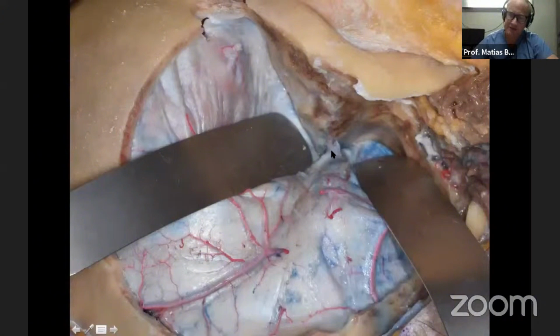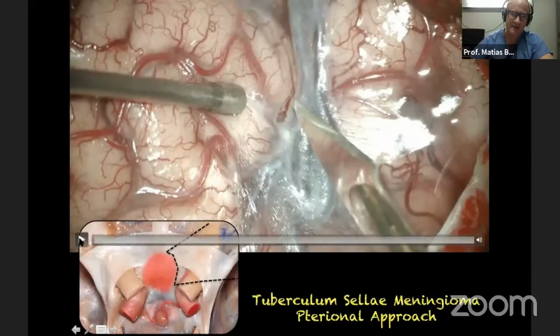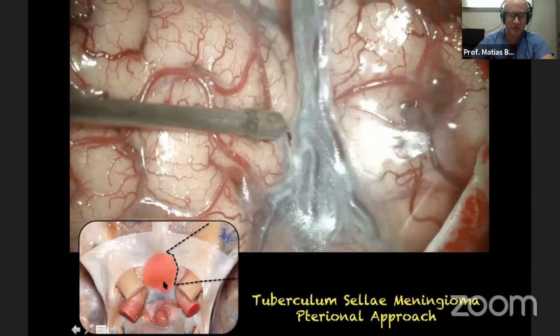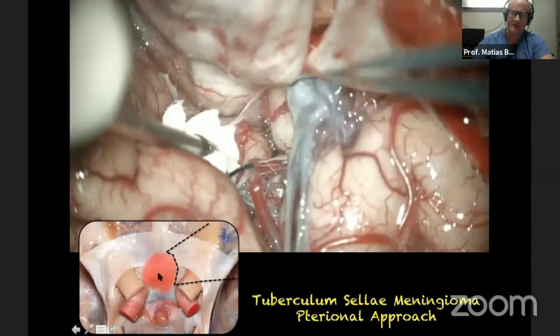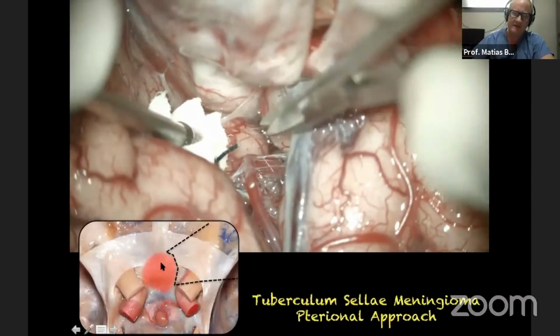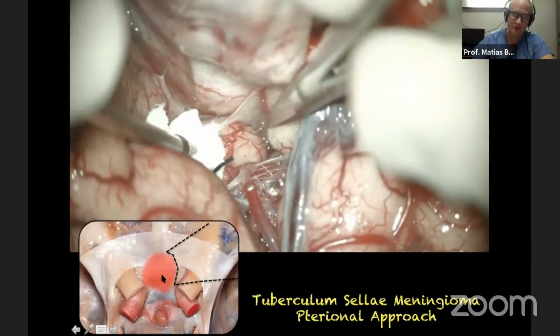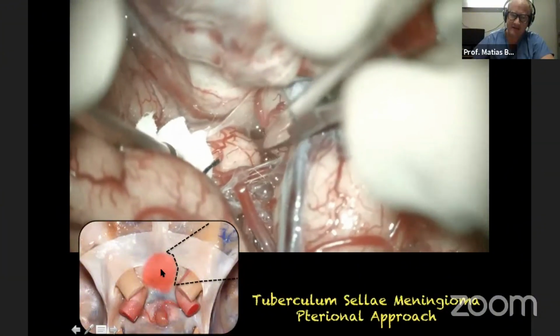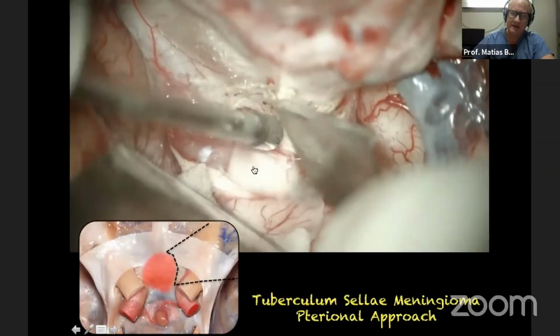And here we can observe the meningo-orbital band. That's a very important dural landmark for our anterolateral approaches. Another example of this skull-base structure, the tuberculum sellae meningioma, located firstly in the tuberculum of the sella here, and growing inside of the optic nerve.